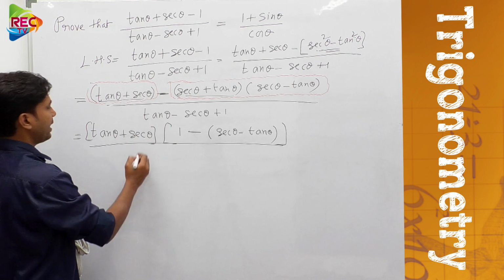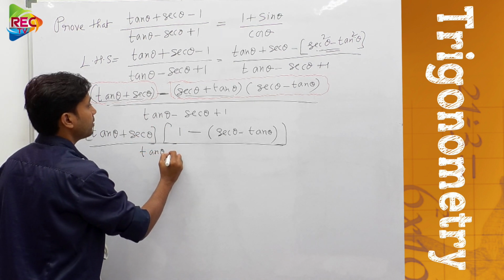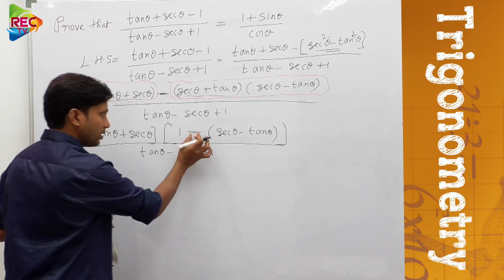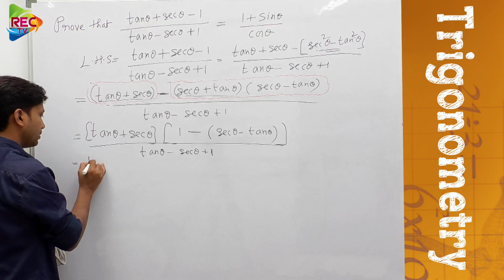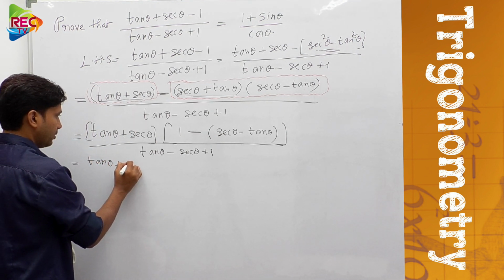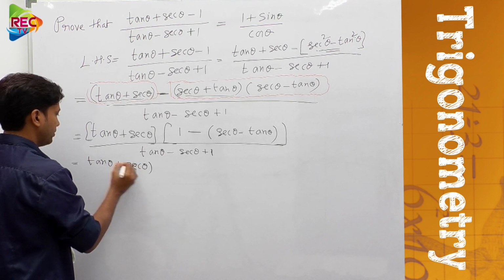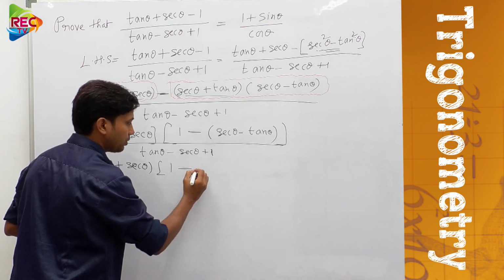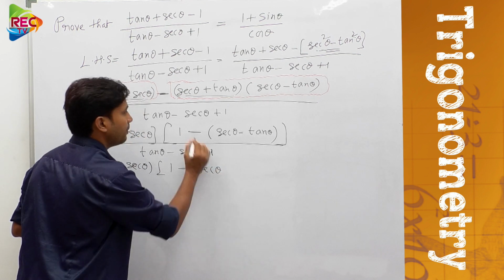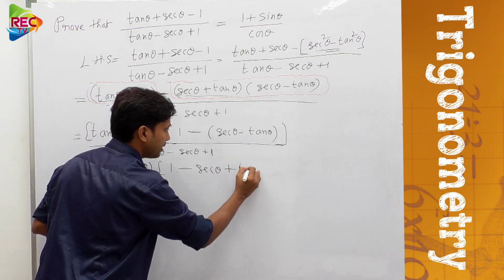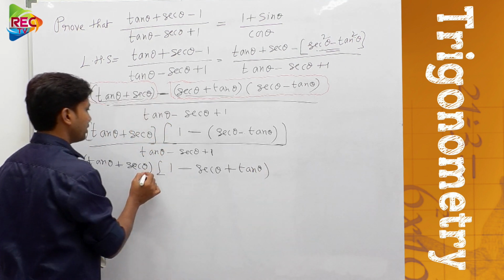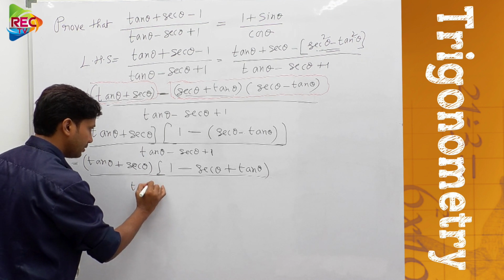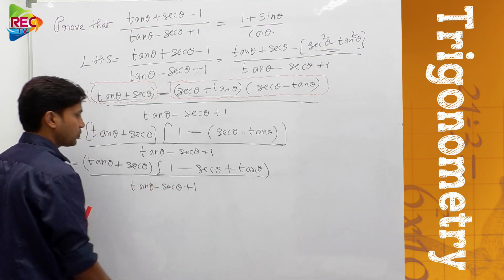Again, what is the denominator part? Tan theta minus secant theta plus 1. Now just simplify further. Tan theta plus secant theta, okay, into, now tell me, this is 1 minus. Into plus would be minus secant theta, minus into minus would be plus tan theta, right? So this is tan theta by tan theta minus secant theta plus 1.